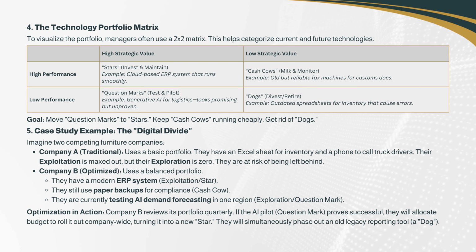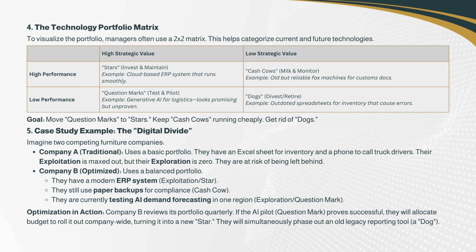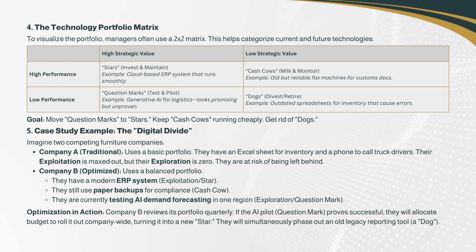Optimization in action. Company B reviews its portfolio quarterly. If the AI pilot, question mark, proves successful, they will allocate budget to roll it out company-wide, turning it into a new star. They will simultaneously phase out an old legacy reporting tool, a dog.